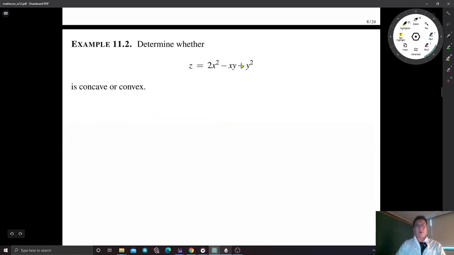So we have a function depending on two variables, x and y. We can easily construct the Hessian matrix of this function. Let me first start with the first order partial derivatives. So f sub x is 4x minus y, and f sub y is negative x plus 2y.